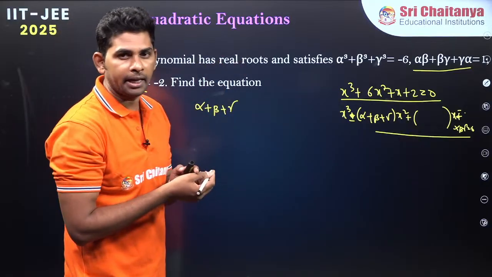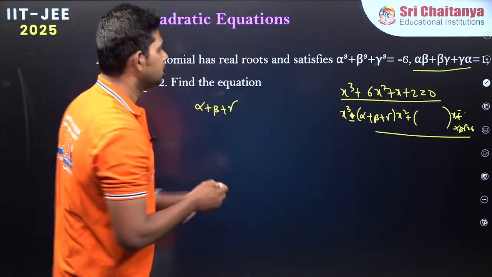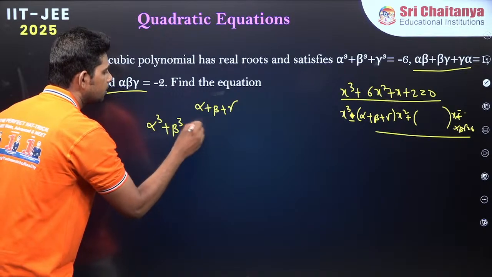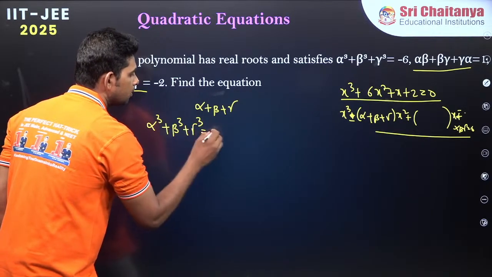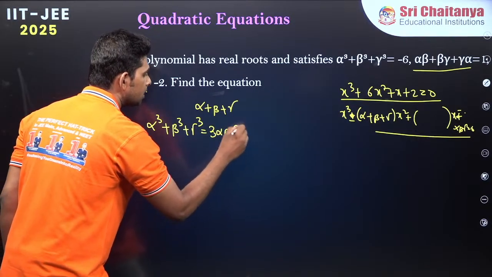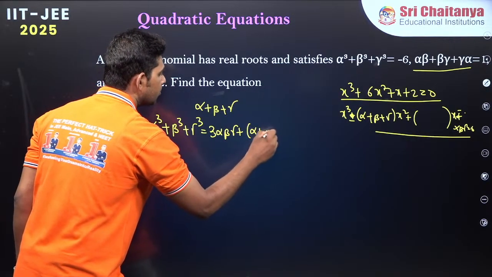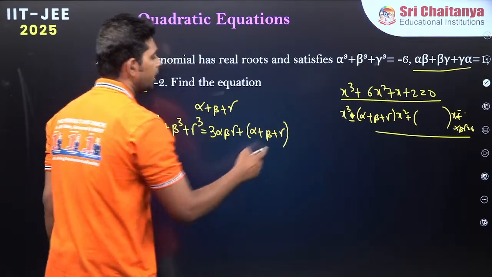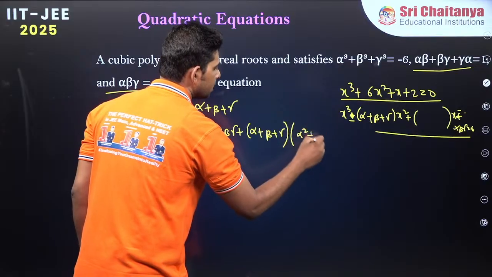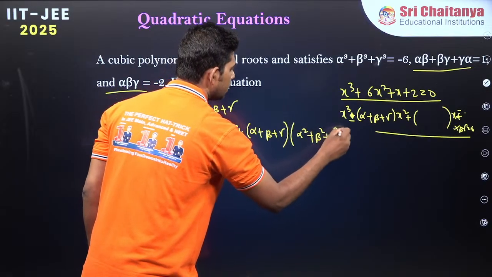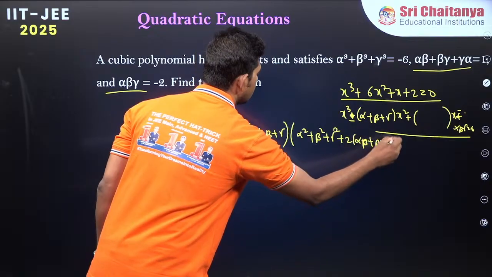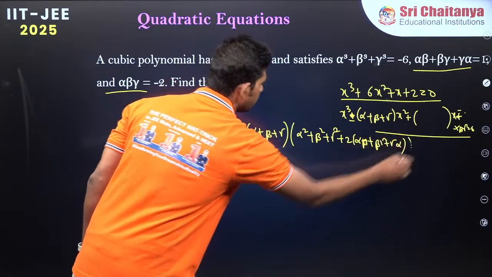Just now I have given an identity that we have discussed in real numbers: alpha cube plus beta cube plus gamma cube is equal to minus 3 alpha beta gamma plus alpha plus beta plus gamma into alpha square plus beta square plus gamma square plus 2 into alpha beta plus beta gamma plus gamma alpha. Okay? So this is how you are taking.